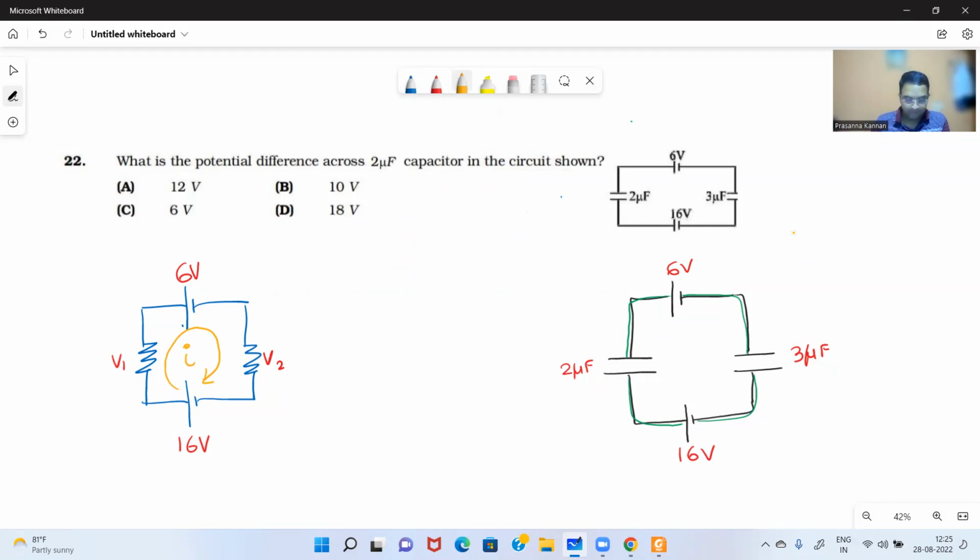Then what will you do? When the current crosses the battery from minus to plus, it will be plus 16 volt for the first battery. Then as the current flows through the 6 volt battery, it first sees the positive terminal and then the negative terminal, so it is a decrease in potential. So it will be minus 6 volts. And this will be equal to the voltages across the resistors, V1 plus V2.